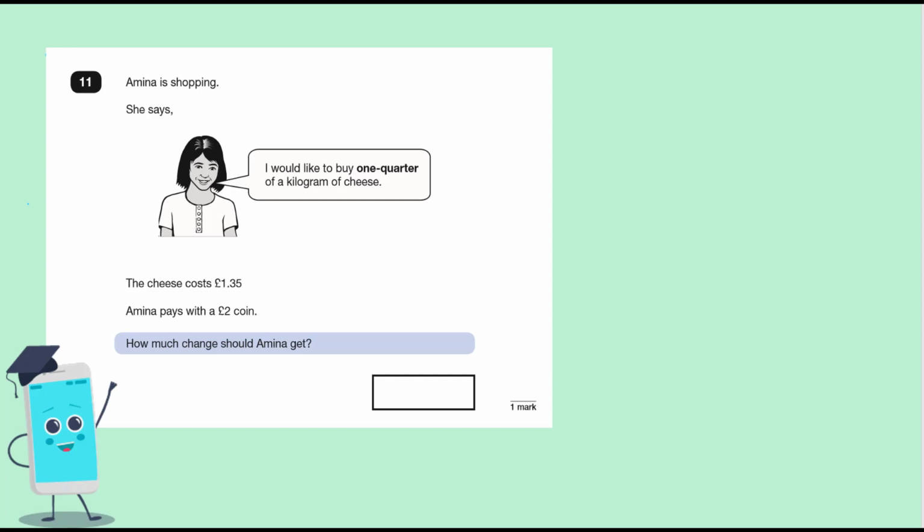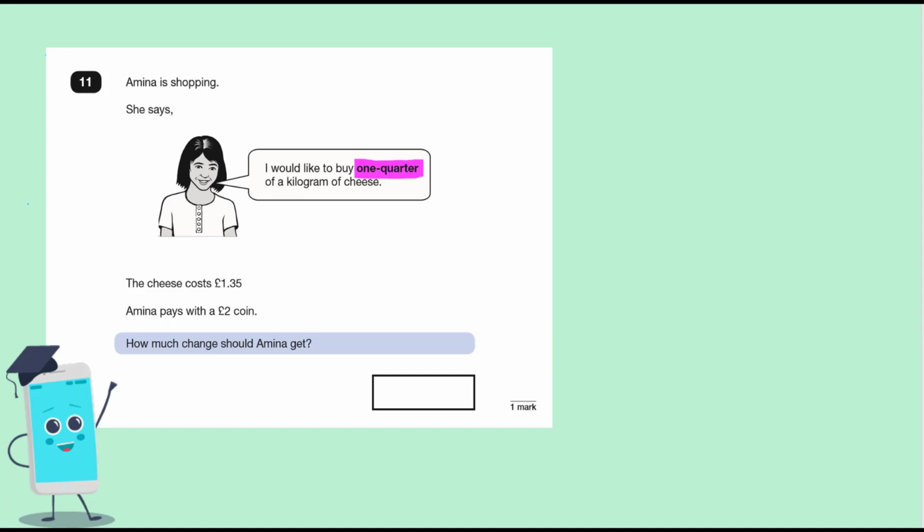Amina is shopping. She says, I would like to buy 1/4 of a kilogram of cheese. Now 1/4 you can see is in bold, so that may be important. Now in actual fact, that was important for the first part of this question, but for the bit that we're going to answer, it's not. So that's why it's important to read the question through. The cheese cost £1.35 and Amina pays with a £2 coin. How much change should Amina get?